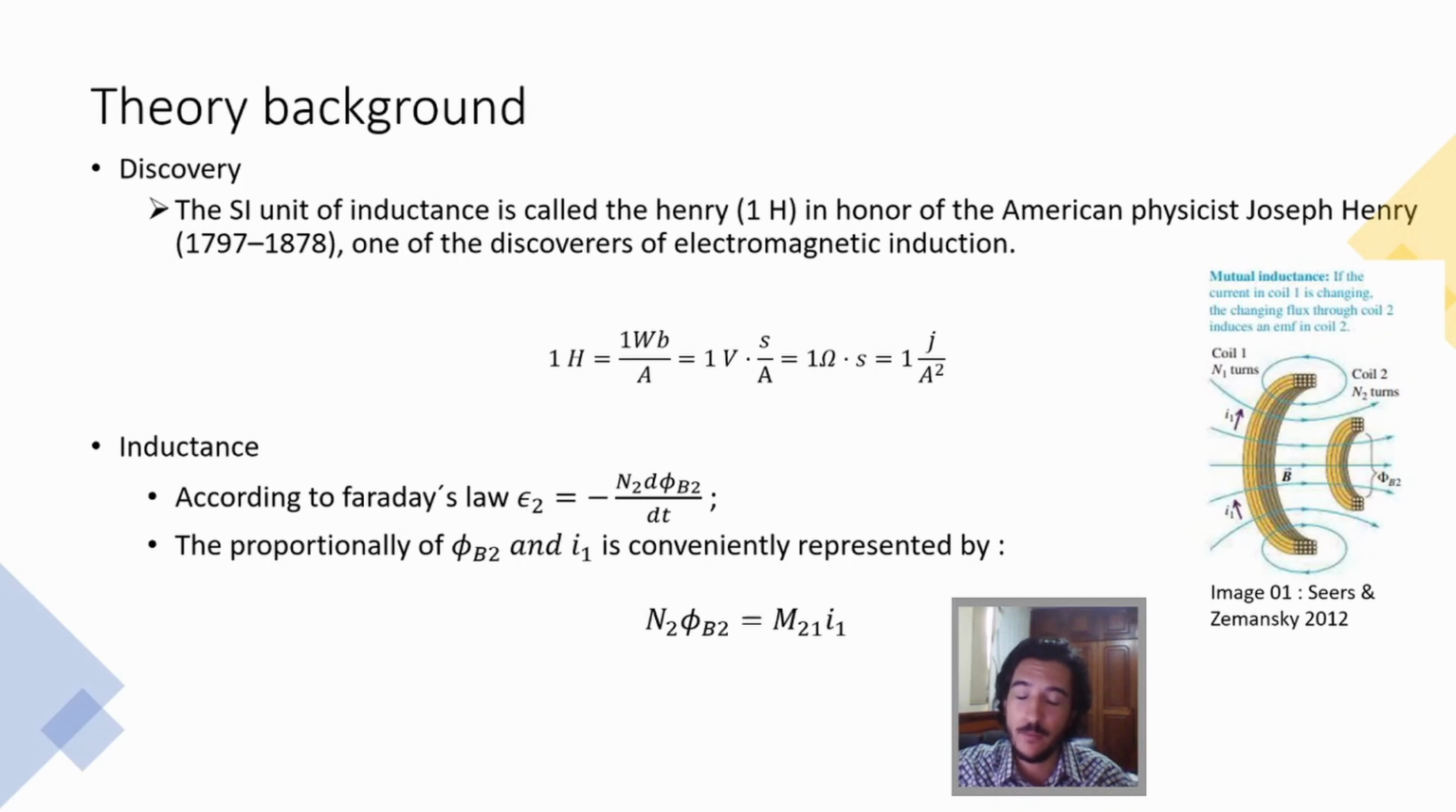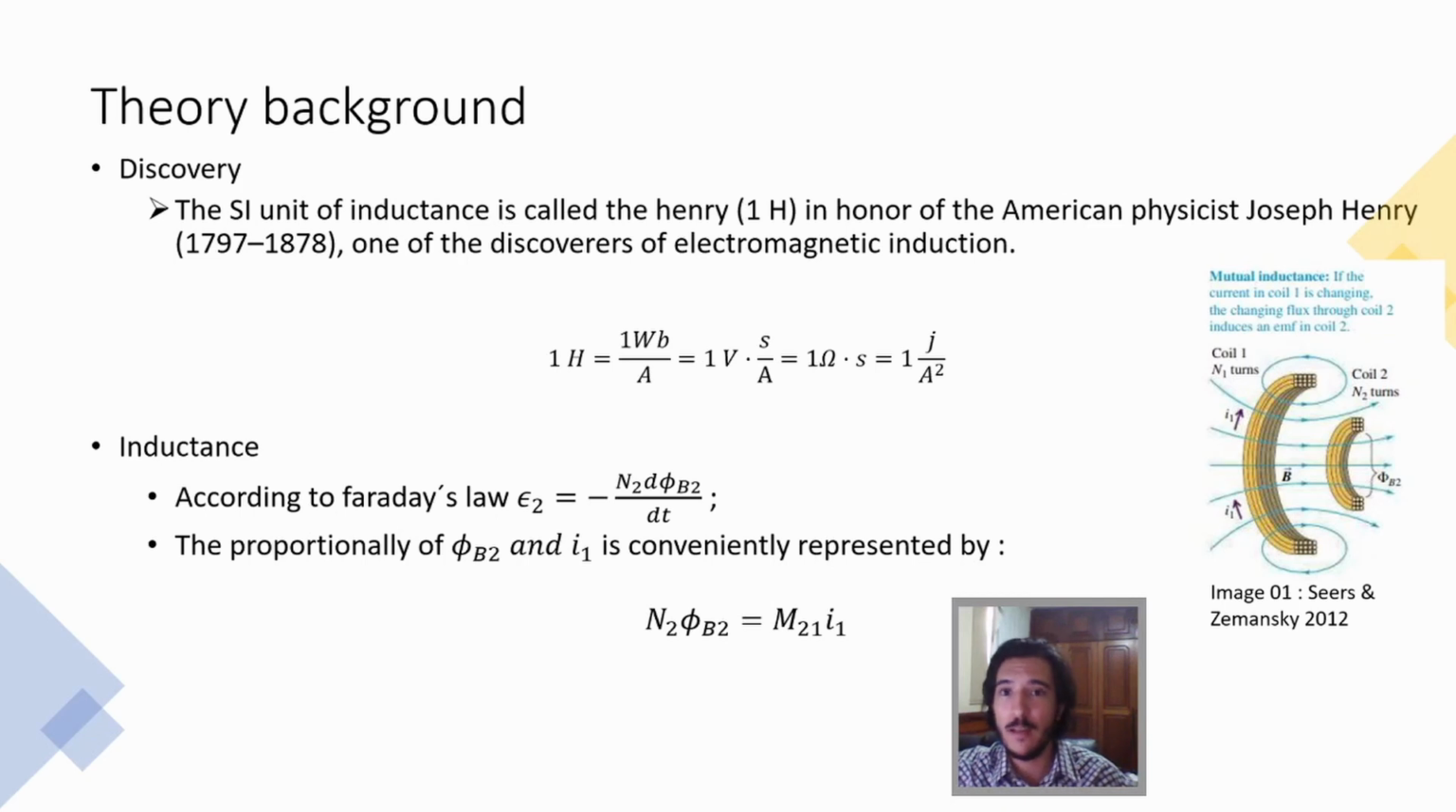I'm not getting into details about what this M is right now. In just a bit, I'm going to talk about it. And the current in the first coil. This M21 is the proportionality constant we put in this equation in order to balance it. And this proportionality constant is the mutual inductance. So when you're talking about the mutual inductance of a coil, this is the constant you're looking for.